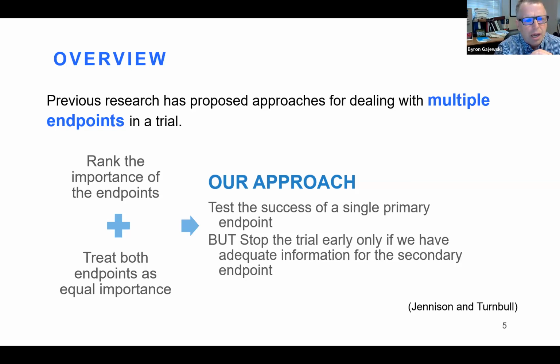Our approach is to test the success of a single primary endpoint at the end of the trial. We're interested in FGV primarily once we're done with the trial, whenever that is. But we stop the trial only if we have adequate information for the secondary endpoint also. So you can see that if you're familiar with these kind of trial designs where you're allowed to stop early for a big signal, if you only use the primary endpoint to do that, then you might not have enough information for that secondary endpoint. You might regret that at the end of the trial.